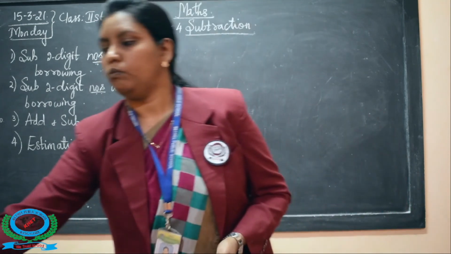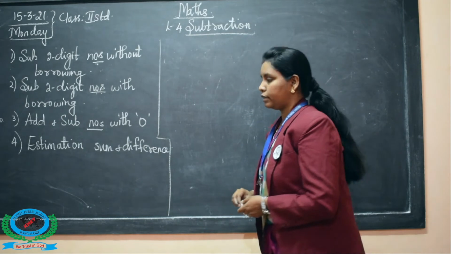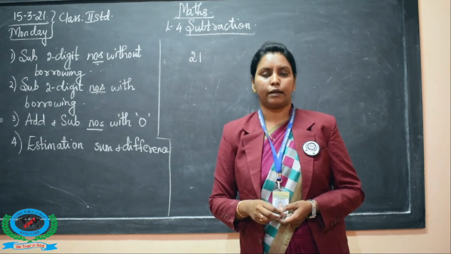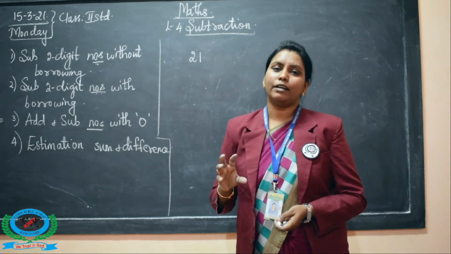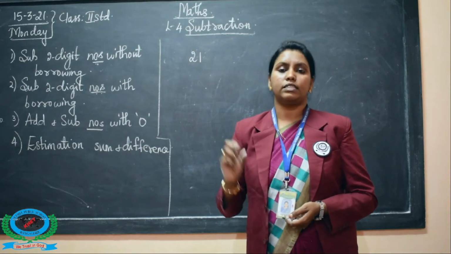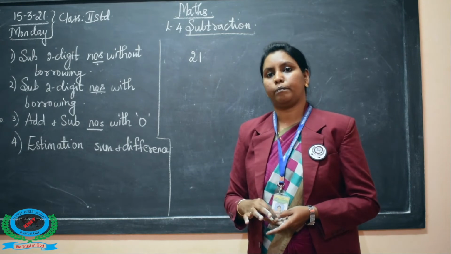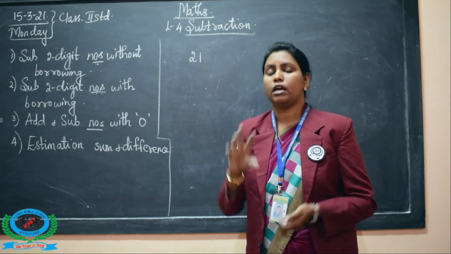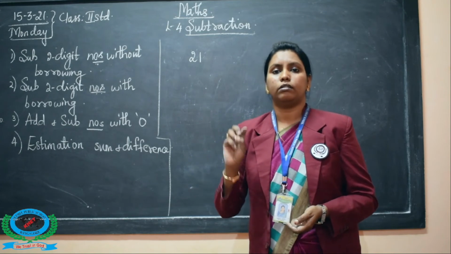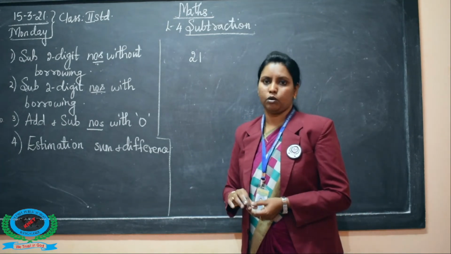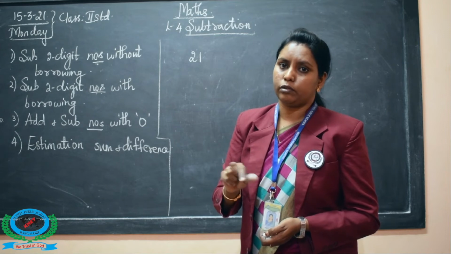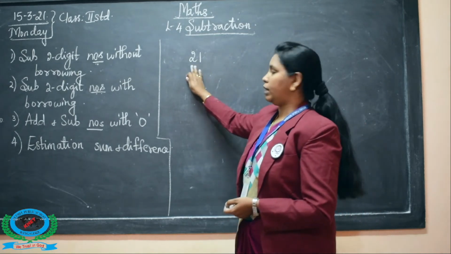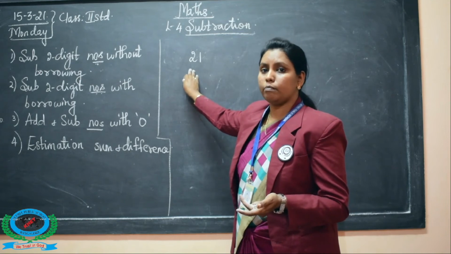So what do you mean by estimation, children? For example, 21 is there. We want to find an estimated number for 21, so make it a round figure. Estimation is making round of a number. Rounding a number off is called estimation. So 21, how can you round off this number?